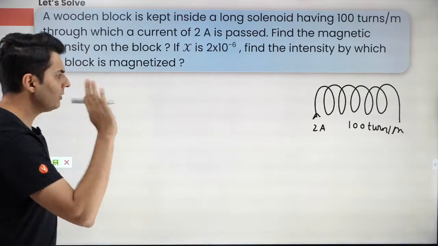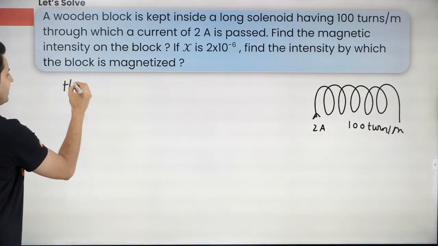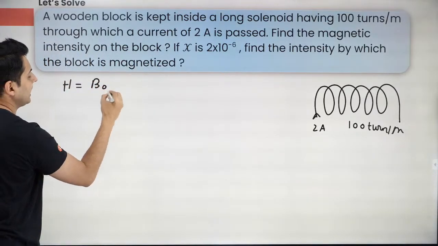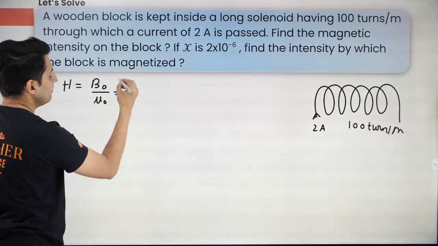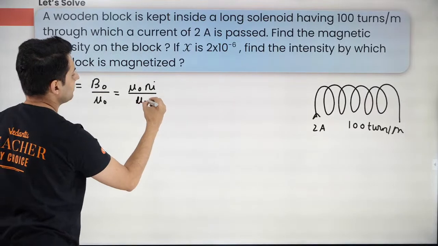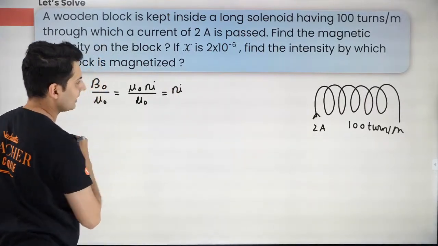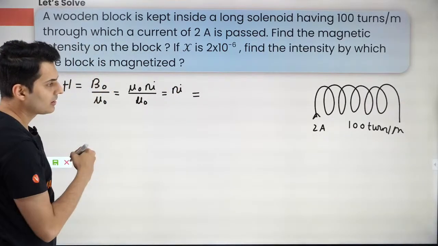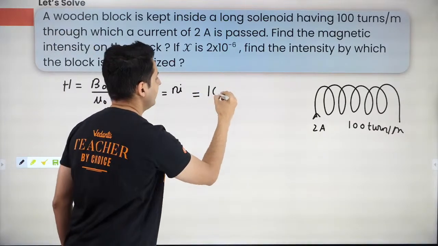Okay, so now think about it. The value of H, I just told you, is nothing but external field by mu naught. B naught is nothing but mu naught Ni. So mu naught goes, and I'll just be left with Ni. Now what is number of turns? Well, number of turns is 100, guys.